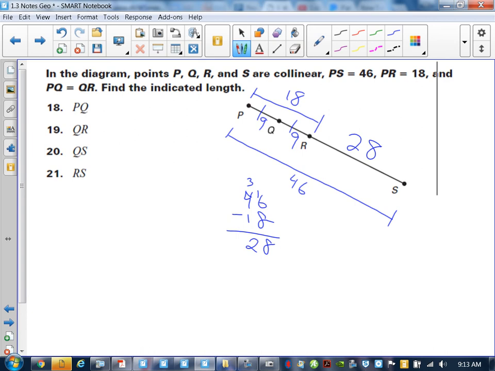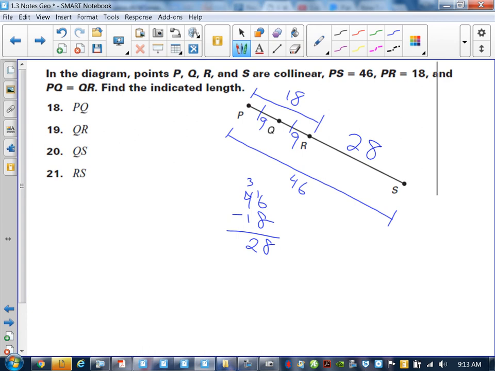Because now you can go back and say, oh, PQ is 9. QR, that's 9. QS, well, that's 9 and 28, that would be 37. And then RS is 28. That's what you want to be able to do in geometry. Whenever you see big picture style problems where they're asking you multiple questions, ignore the questions until you fill in what you can on the diagram.